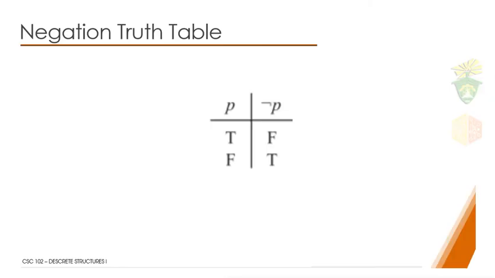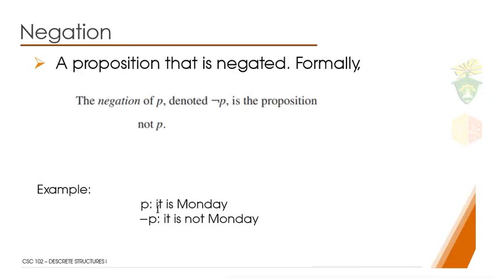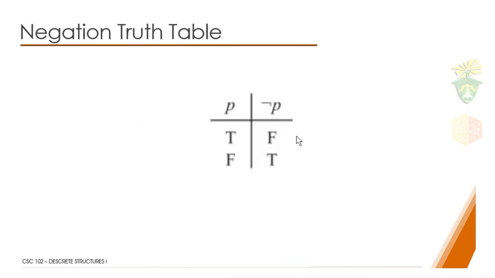In the example we have here, if P is "it is Monday", then not P is "it is not Monday", since not P is the negation of P, the complete opposite of your P. If you present that on the truth table, it will have these values. Meaning if P is true, then its negation is false. And if P is false, then its negation is true.